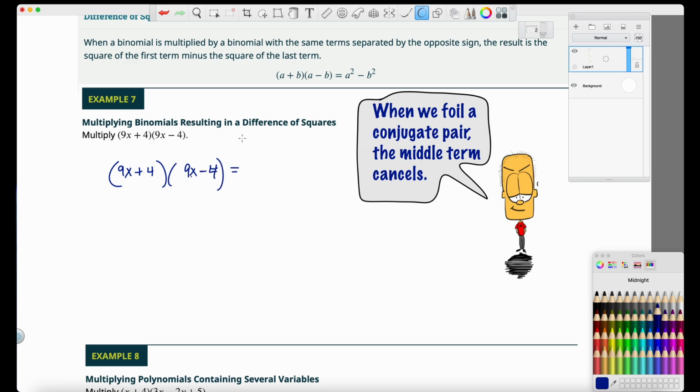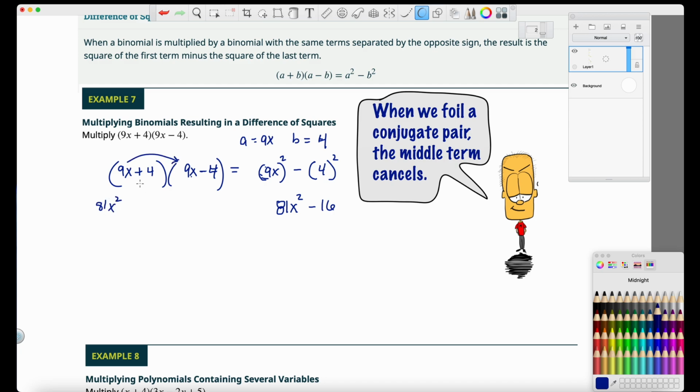So if I do 9x plus 4 times 9x minus 4, let's identify the a and the b part. So a is going to be 9x and the b is 4. I can say positive 4, but it'll be minus in the equation. So this would be 9x quantity squared minus 4 squared. I'm using the formula part here. So this gives us 81x squared minus 16.